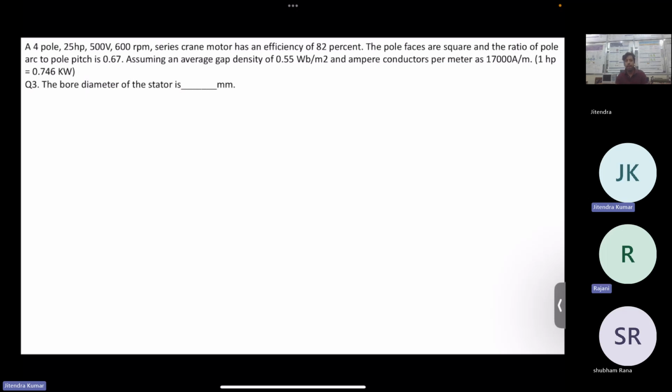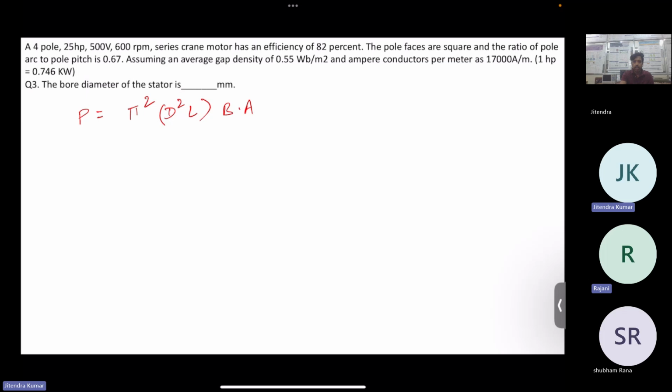They have given efficiency also. The equation of power in terms of the diameter and length of the motor must have been derived in the lecture. So I'll just write the equation. Power is nothing but pi square d square L into electric loading into magnetic loading. So B is magnetic loading, A is electric loading, which I am representing here.